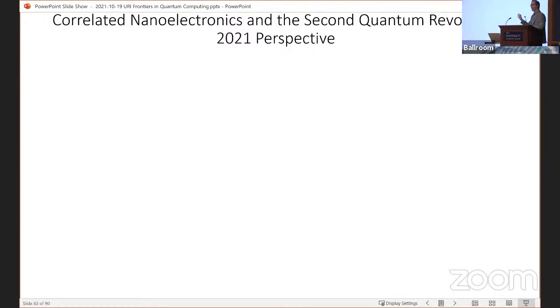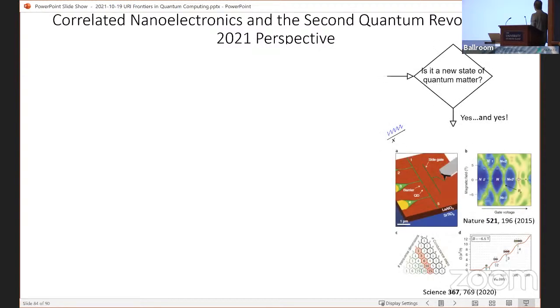So again, taking a step back for perspective: 2021, correlated electronics, this burgeoning field. Well, I don't want to call it burgeoning, it's a tiny field that's growing. And from this diagram, is this material system a new state of matter? Well, yes and yes. I gave 2 examples of new states of matter: we have electron pairing without superconductivity, and then we have the Pascal phases.